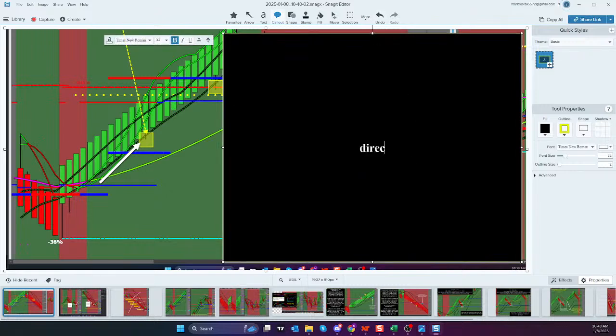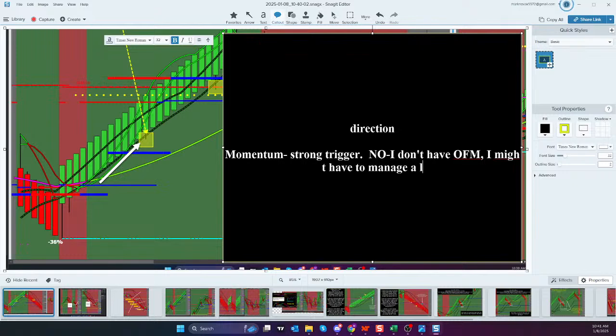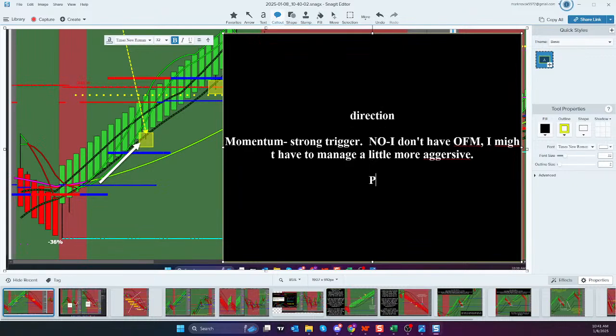Okay, so first we'll just do this. I define direction. And then I look at momentum. And if I'm brand new, Blue Pearl, I'm a high probability trend trader. I want strong triggers, right? There's no separation. You don't have it yet. So what you are going to say to yourself, and this is that scare the pets thing, is when you look at that and they're still crossing up, I don't have odds favorable momentum. I might have to manage a little more aggressive. Does that make sense?